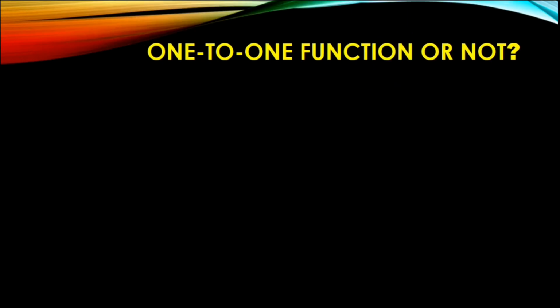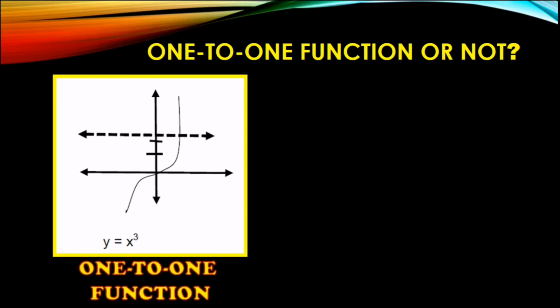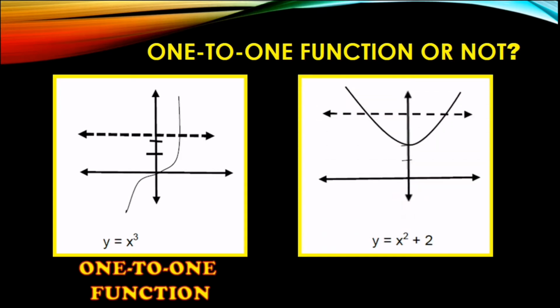I will show you graphs, and what you're going to do is to identify if it is a one-to-one function or not. The first graph is the graph of y equals x cubed. The broken line there is the horizontal line test. The horizontal line touches the graph at only one point. So, it is a one-to-one function.